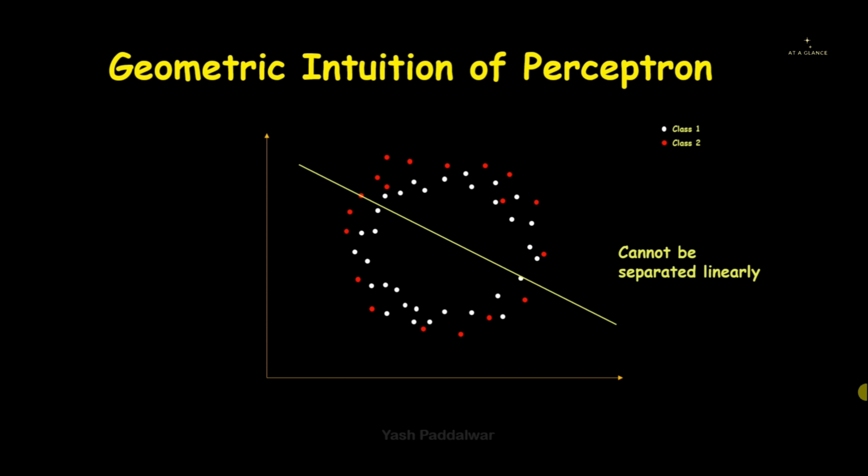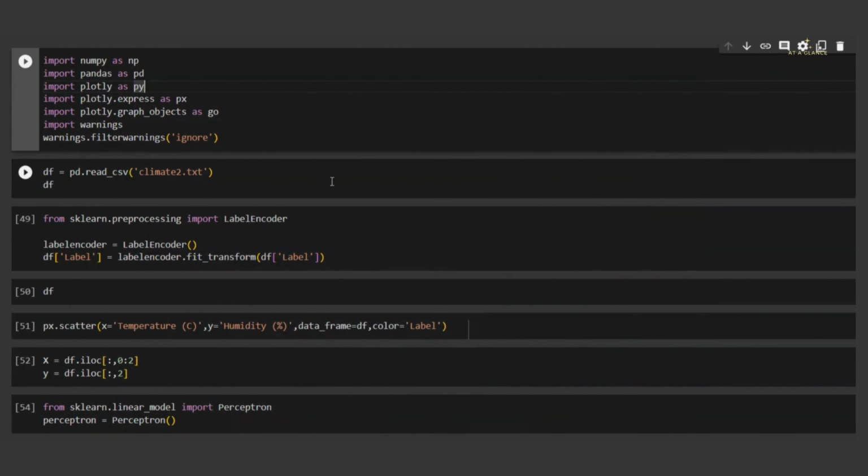So now I hope the entire geometric intuition behind perceptron is crystal clear to you all. I have tried a lot to visualize each and every aspect and I hope you have got the insights of it. Now let's try to visualize everything that we have seen till now with the help of code. Here I am going to use the inbuilt perceptron from sklearn. So first, let's import all the important libraries that we are going to use: NumPy, Pandas, Plotly, Plotly Express, Plotly Graph Objects. I'll be using this for visualization purposes.